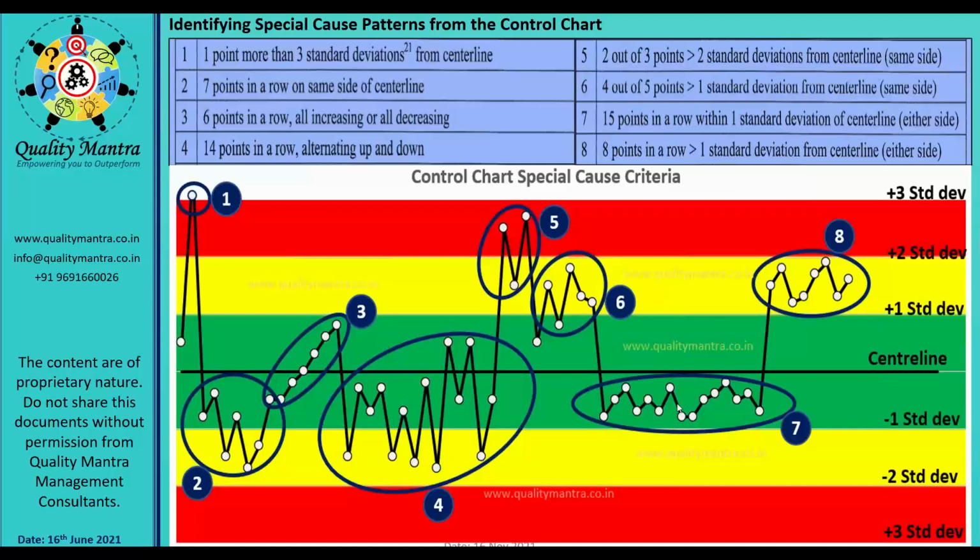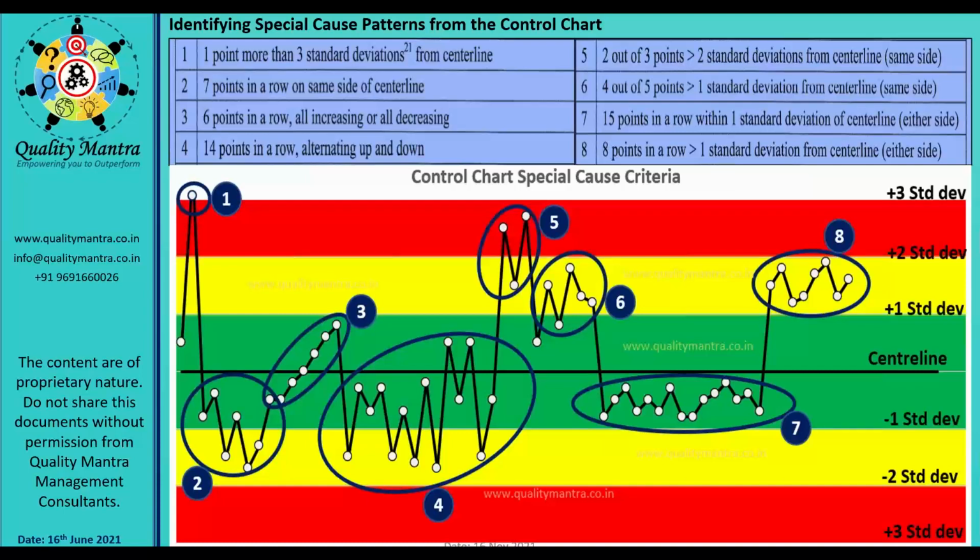Even if your process is running within 1 sigma from the center line, there can still be a special cause present. If there are 15 continuous points in a row in the green zone, on one side of the center line, not crossing, you are running here only continuously, it means there is a special cause. There is a special cause, and you need to identify it.